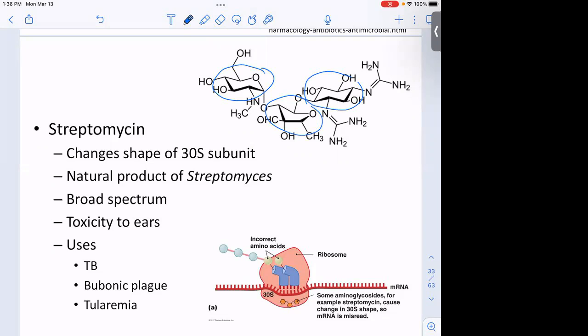So aminoglycoside, an amino modified glycosidic sugar, right? Here are the amino groups here. So, amino modified glycosidic sugar. You should be able to look at that and think, oh, that's probably an aminoglycoside. You might not know which one.